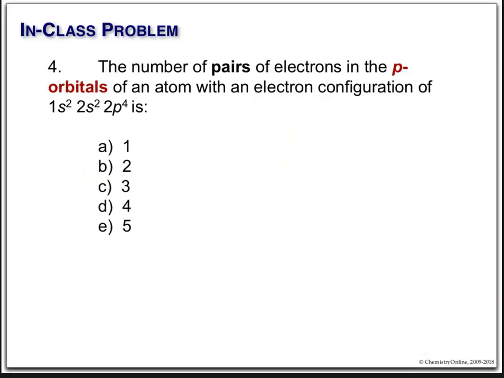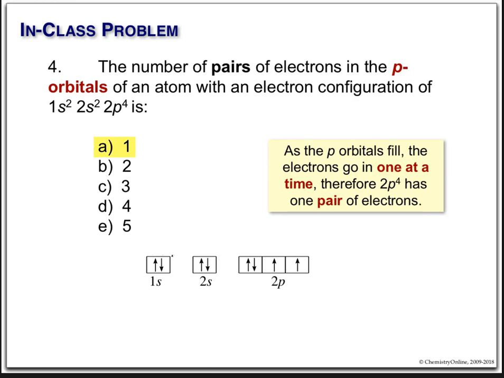Number of pairs of electrons in the p orbitals with the electron configuration of 1s2, 2s2, 2p4. So we're talking about these 4 p electrons, right? We have 3 orbitals. We put 1 electron in each orbital first. Boom, boom, boom. We have 1 extra electron, so then we start pairing. How many pairs in here? Just 1. This pair right here.